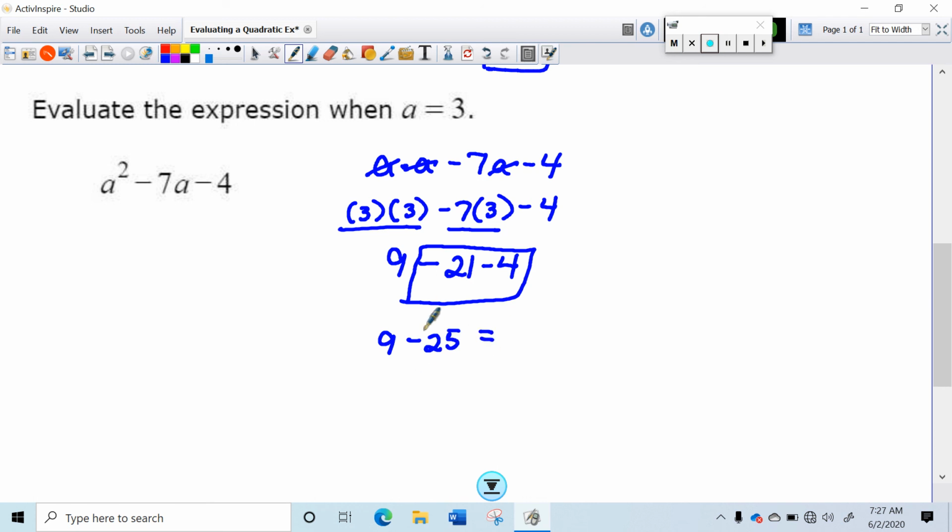Now we have a situation where you have a positive number and a negative number. If the signs are different, you find the difference. So you have to subtract. So you always do big minus small. So 25 take away 9 is 16. And then you say, which one's the largest number? 25. It's negative. That means your answer is going to be negative. So negative 16.